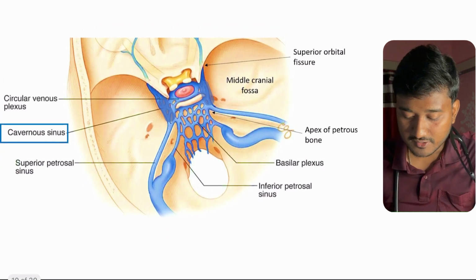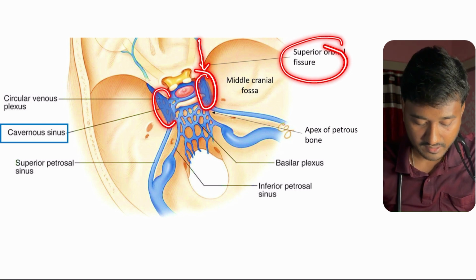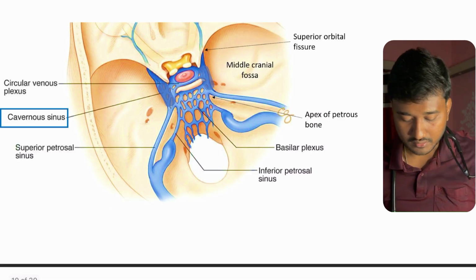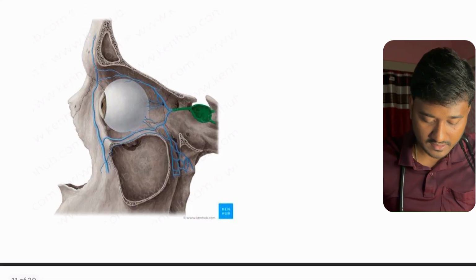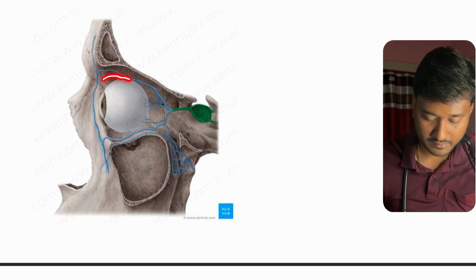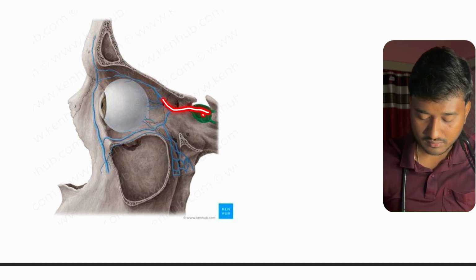Once again, this is your superior orbital fissure, and the vein is coming and draining into the cavernous sinus, this is once again the cavernous sinus, and this is your basilar plexus, not important. Once again, you can see the venous drainage pathway, superior ophthalmic vein and inferior ophthalmic vein, eventually draining into the cavernous sinus.